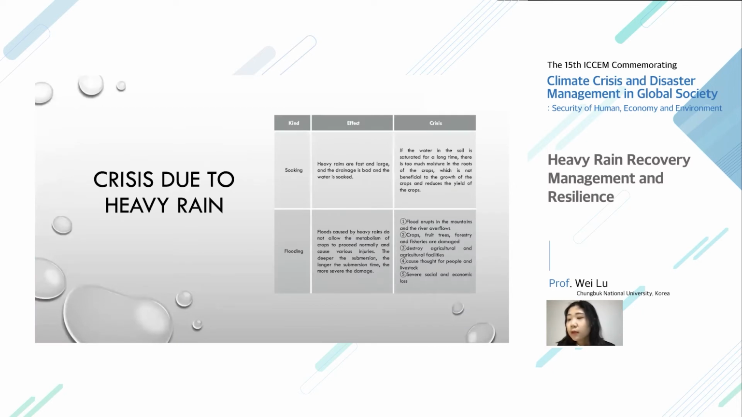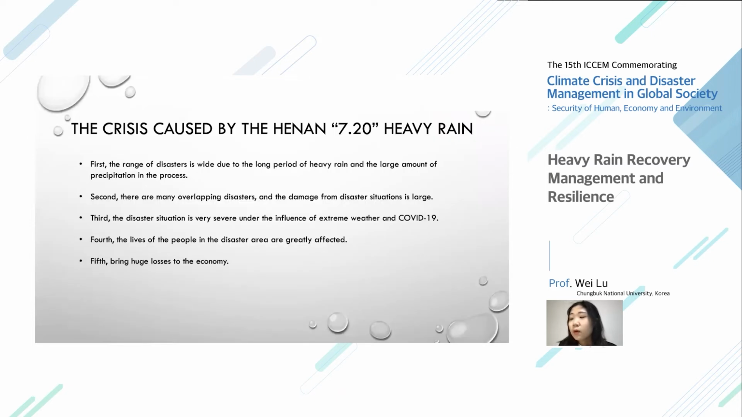By sorting out the collected information, the crisis caused by the rainstorm is mainly divided into the following two aspects, soaking and flooding, as shown in this chart. I have organized the crisis brought by the heavy rain in Henan into the following five points. First, the range of disasters is wide due to the long period of heavy rain and the large amount of precipitation in the process. Second, there are many overlapping disasters, and the damage from disaster situations is large. Third, the disaster situation is very severe under the influence of extreme weather and COVID-19. Fourth, the lives of people in the disaster area are greatly affected. Fifth, it brings huge losses to the economy.